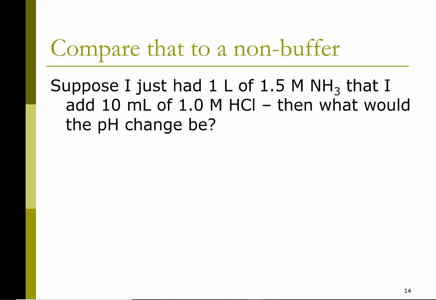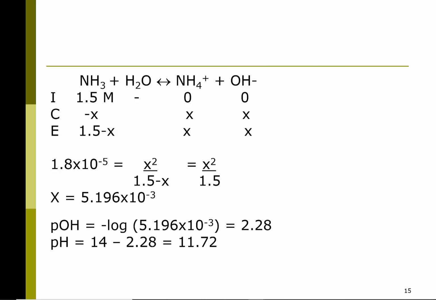For comparison purposes also, if I added the same amount of HCl to a solution that had 1.5 moles of ammonia, but no ammonium, this is not a buffer initially, and I do see a bigger pH change. I won't spend a lot of time on the details. They're here if you want to look at them. But if I look at the ammonia by itself, I get a pH of 11.72. All equilibrium problems have a balanced equation, an ice chart, and a K equation, and there they are.